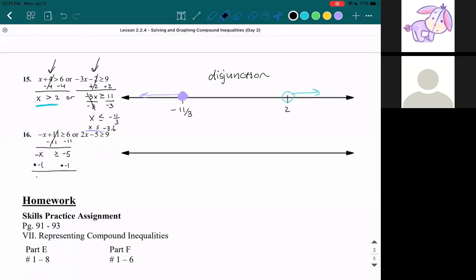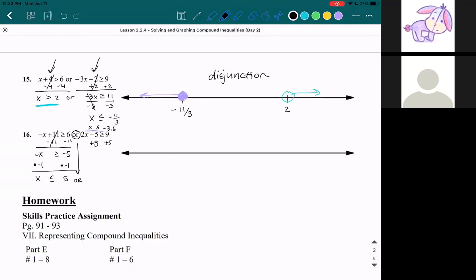Negative x times negative 1 is positive x. Negative 5 times negative 1 is positive 5. And oh look, we multiplied by a negative. That means I need to flip my symbol. So instead of greater than or equal to, now it's less than or equal to. They gave us the word or, so I'm going to keep the word or here. Let's solve the other one. We have 2x - 5 ≥ 9.